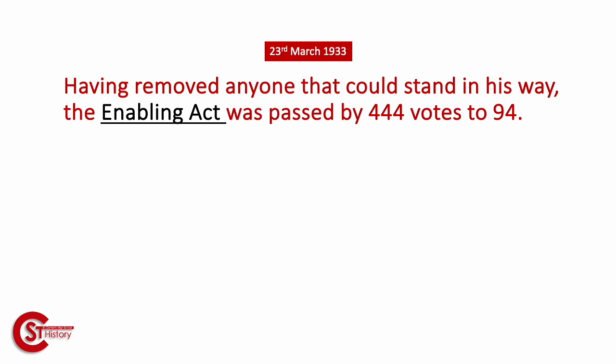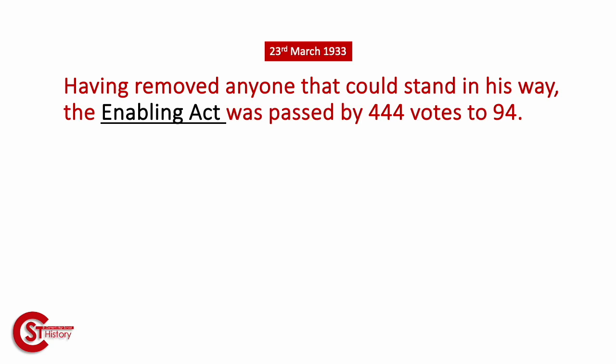444 votes to 94. They didn't even need the nationalists in the end. Why do you reckon 444, such a huge majority, voted for this Enabling Act, essentially getting rid of democracy, giving Hitler full power? Possibly the fact that the SA are around the room: fear, threat, warning. If you don't vote for it, you're going to become an enemy of the state. I don't know, maybe you'd vote for them.